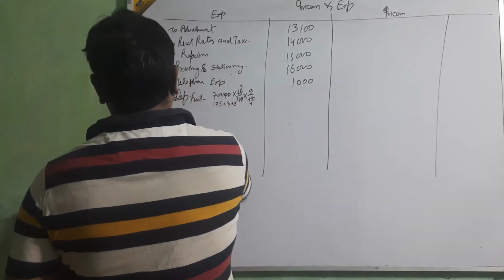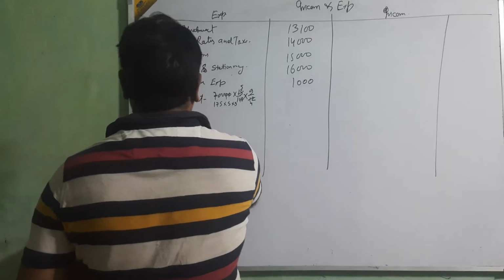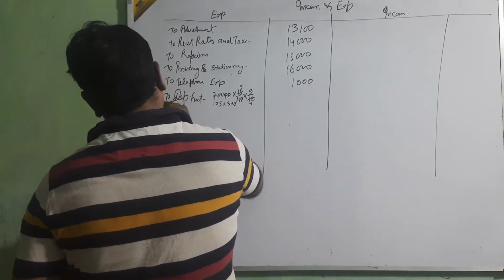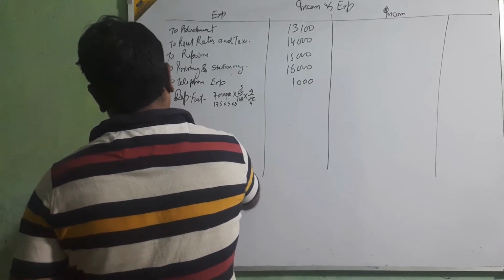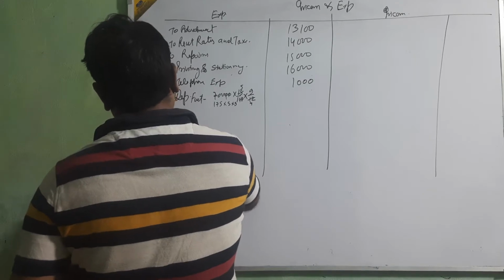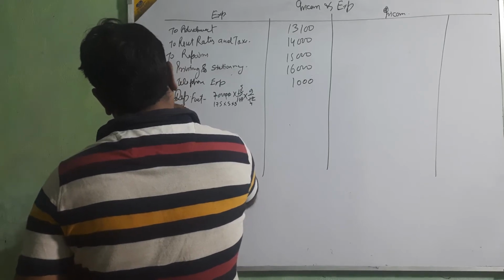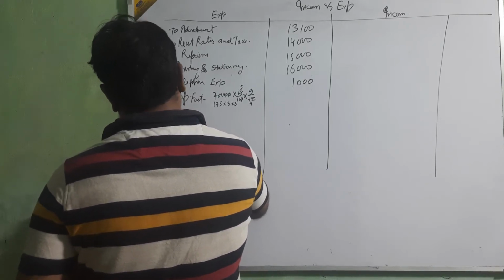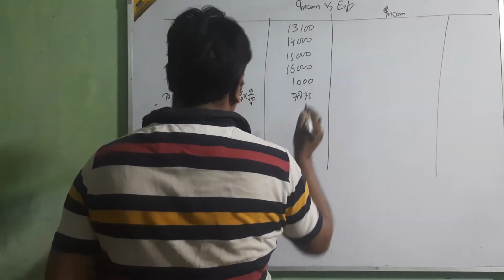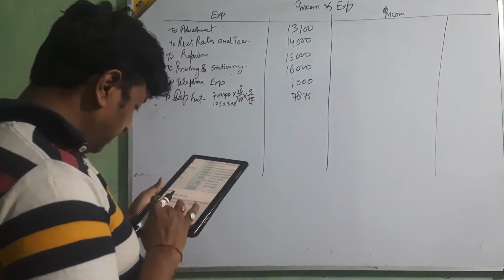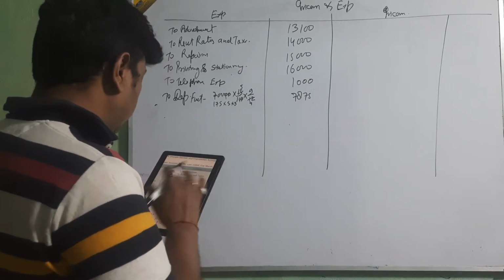Okay, 175 into 45. That amount is 7,875. Okay, finished. Nothing else about this. Then go for the income side.